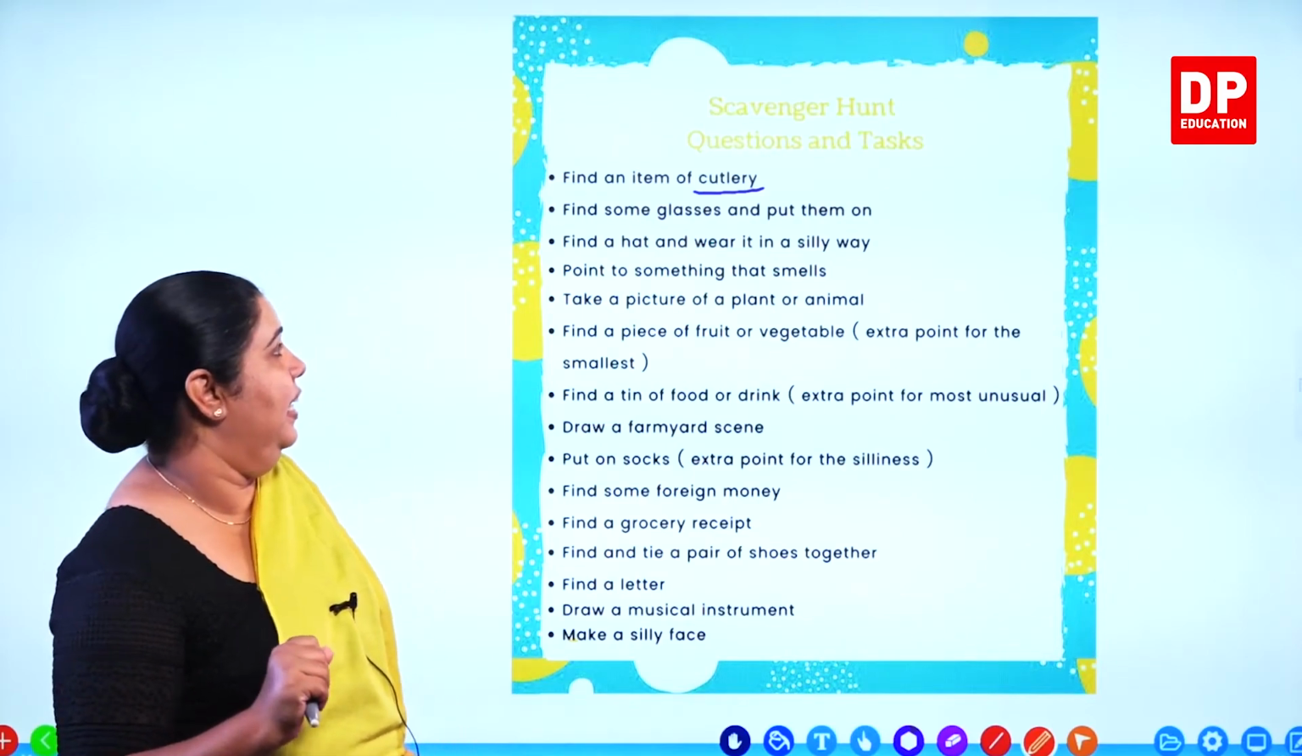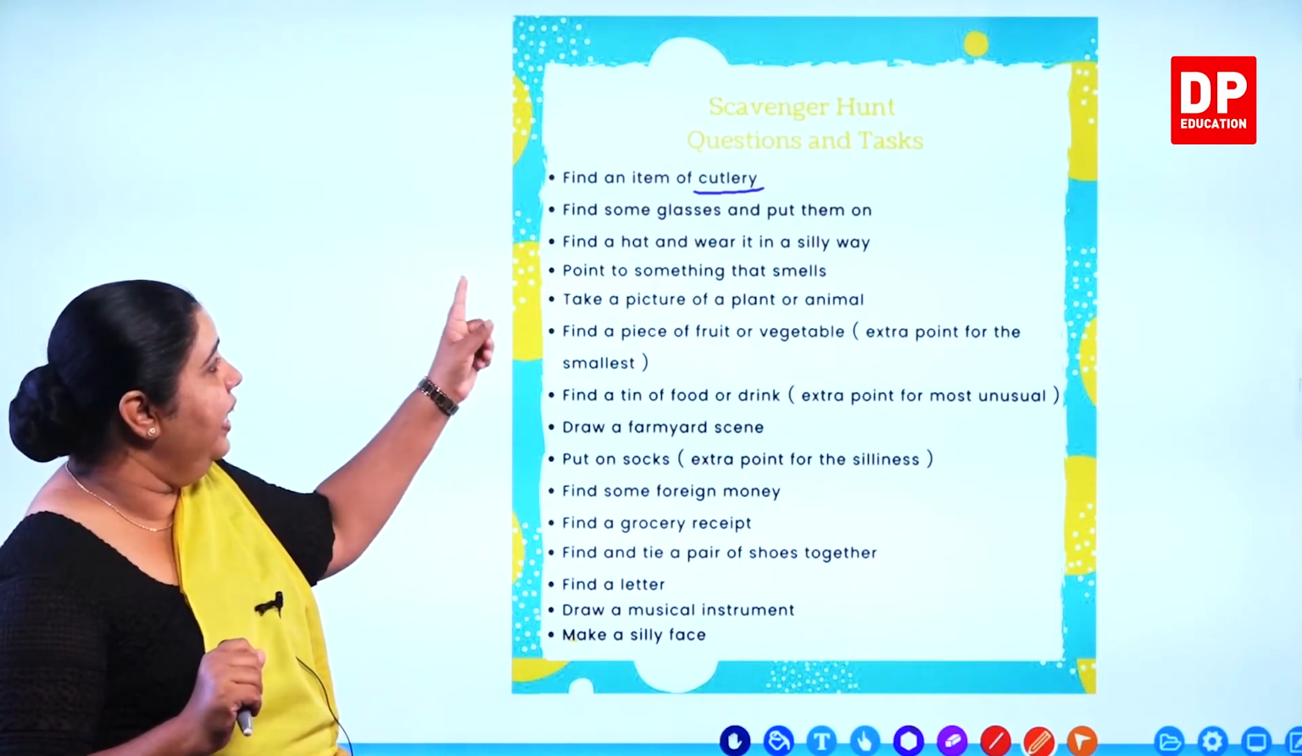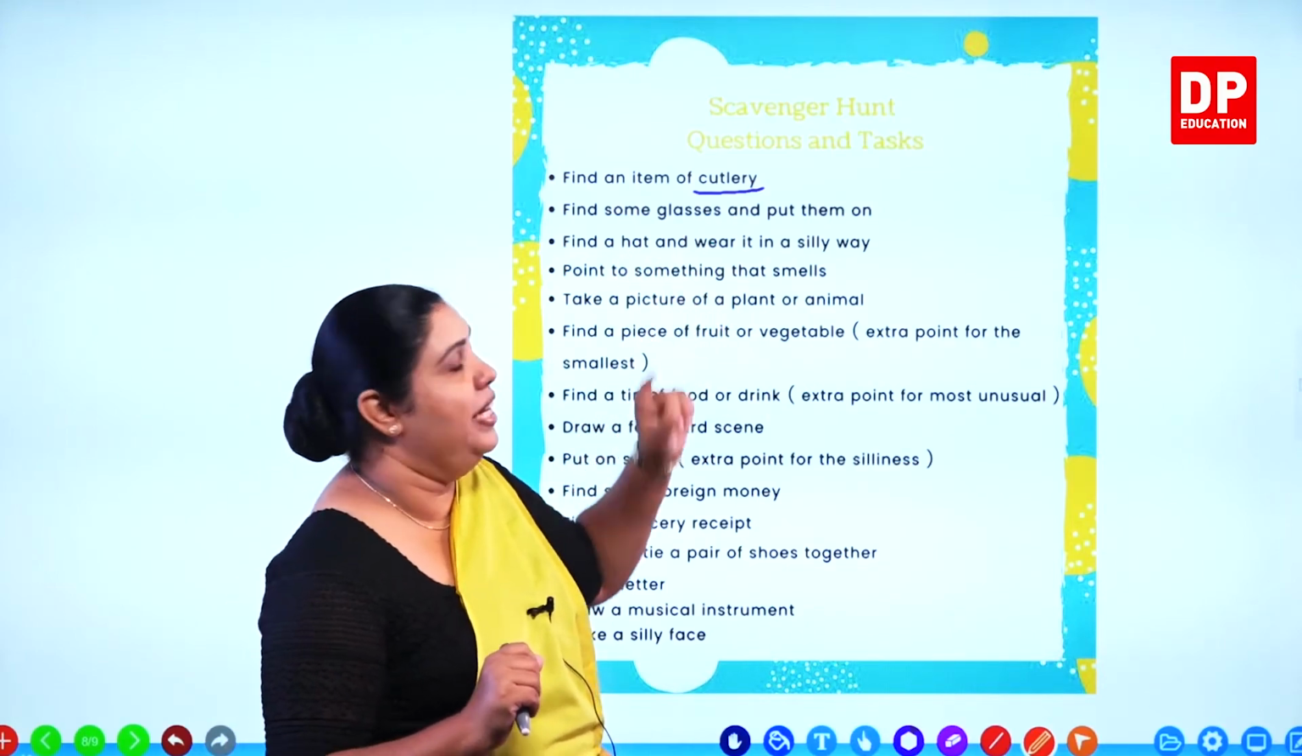Find an item of cutlery. Then the second one. Find some glasses and put them on.